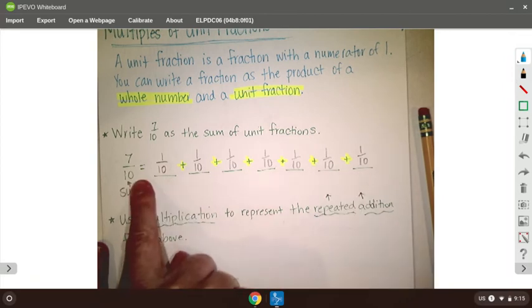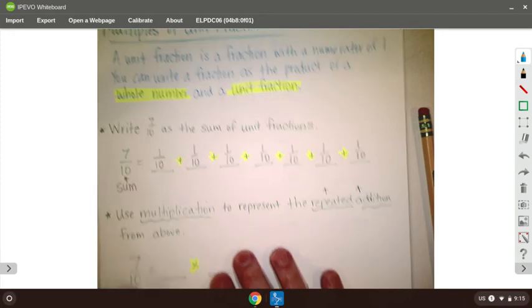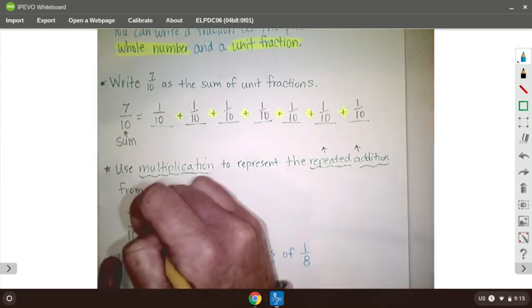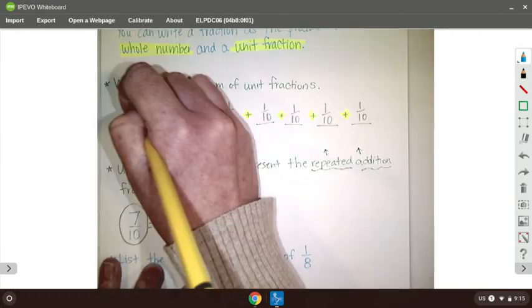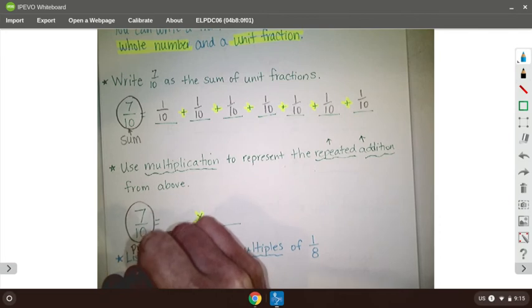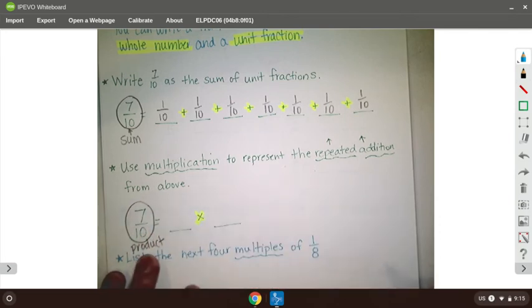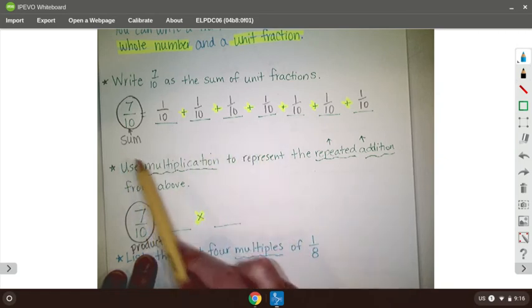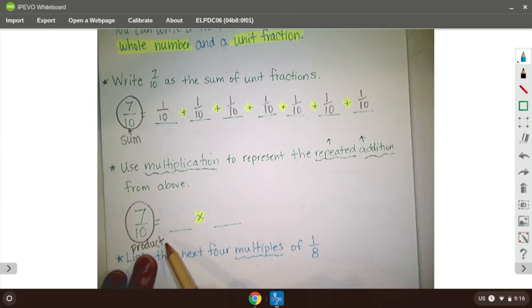Equals 7/10. So I want to connect that now to multiplying. So I'm going to take the same fraction, right? We started with 7/10. We're going to start with 7/10 again. This time it's not a sum. This time it's a product, which means that I need to multiply. Up here I was adding and I got a sum. Now I'm going to multiply and get a product, but it's going to equal the same fraction, okay?